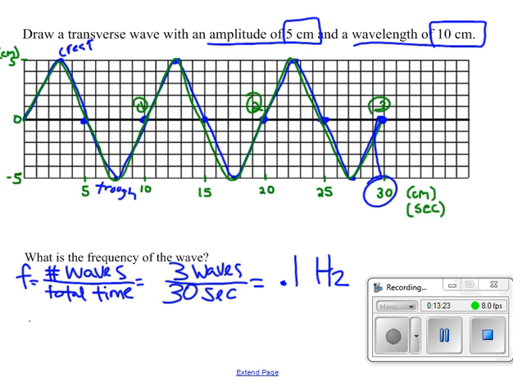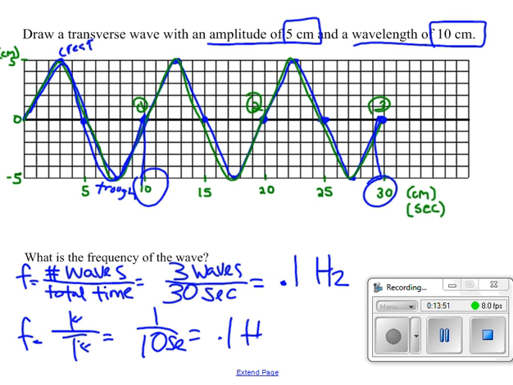All right, the other way we learned is frequency equals 1 over period. T stands for period. And it's really the same thing because it's the time it took for one wave. Instead of total number of waves in total time, it's one wave and how long did it take. So if I counted out one wave here, how long did that take? It took me 10 seconds. And I get the same number. So I don't care which equation that you use because they both will give you the same answer.